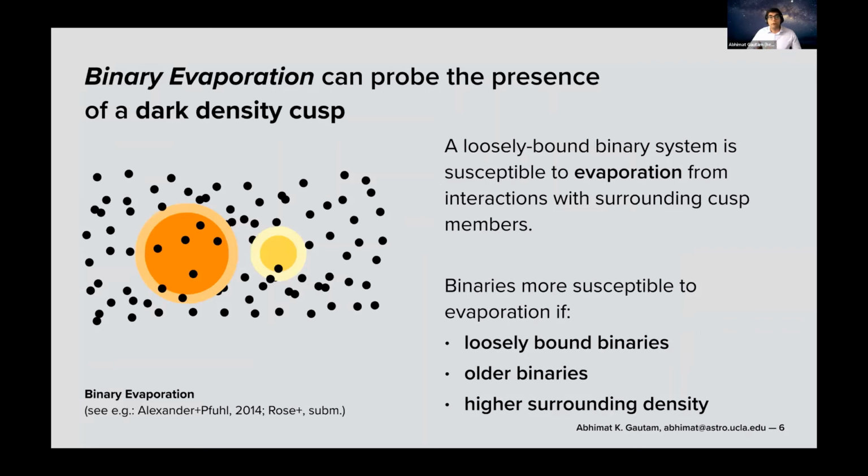The other way that we're looking at in our work is something called binary evaporation. The idea is if you have a loosely bound binary system, over time, gravitational interactions with surrounding members loosen it up. Eventually, if there are enough of these interactions, the binary system evaporates, meaning the two stars in the binary separate from each other. This evaporation process happens more easily if you have more loosely bound binaries, or older binaries, or a really high density of surrounding stars and massive objects. So if a binary has survived all of these things, it can place an upper limit on how many massive objects there are around it.